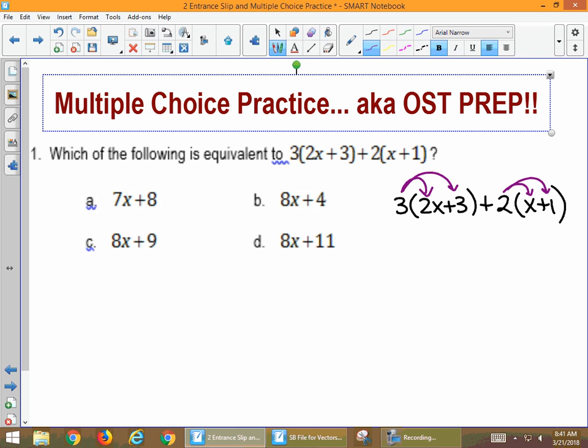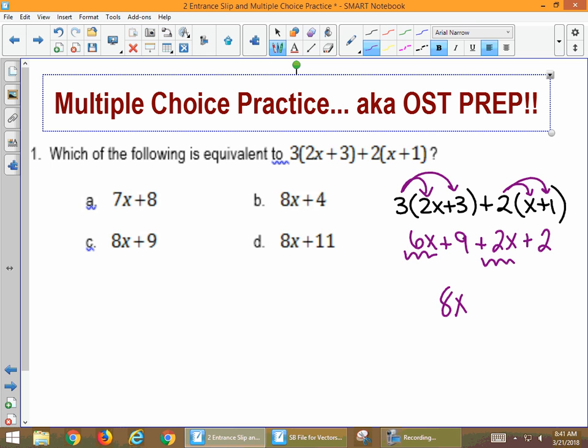Right, 3 times 2x is 6x. 3 times 3 is 9. Same work with the 2. 2 times x is 2x. 2 times 1 is 2. 6x plus 2x is 8x's.